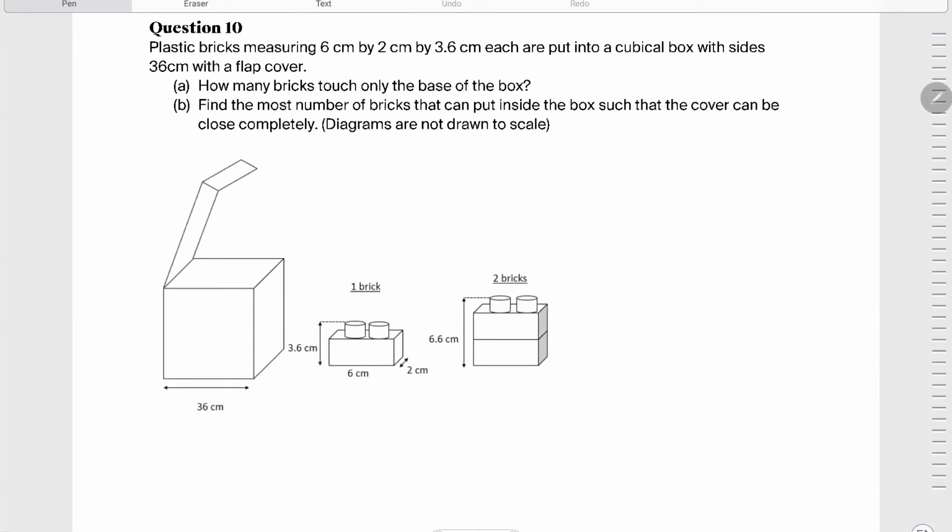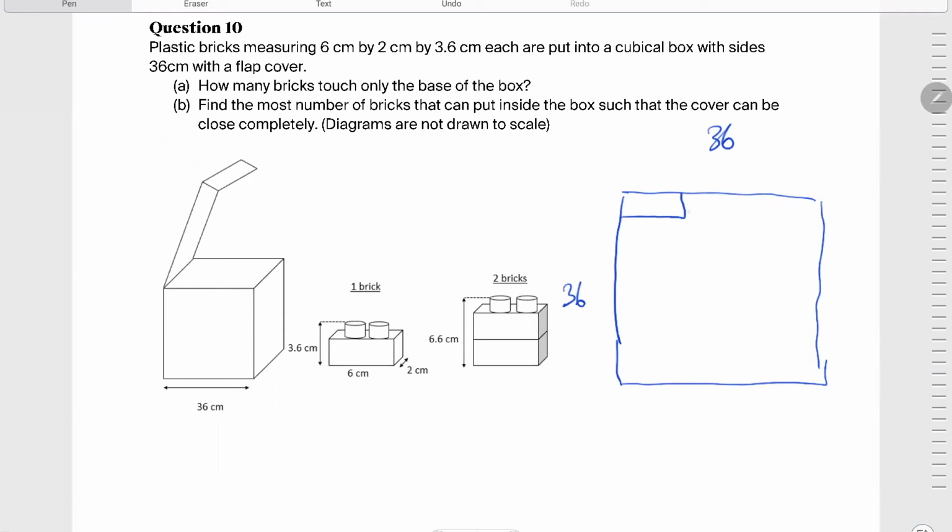Now, the first thing, whenever you do such a question, right, it is always important that you need to draw the base like this. Because this is a cube, right? 36 by 36. Okay, so I'm gonna line the bricks like this. So this is 2 cm and this is 6 cm.